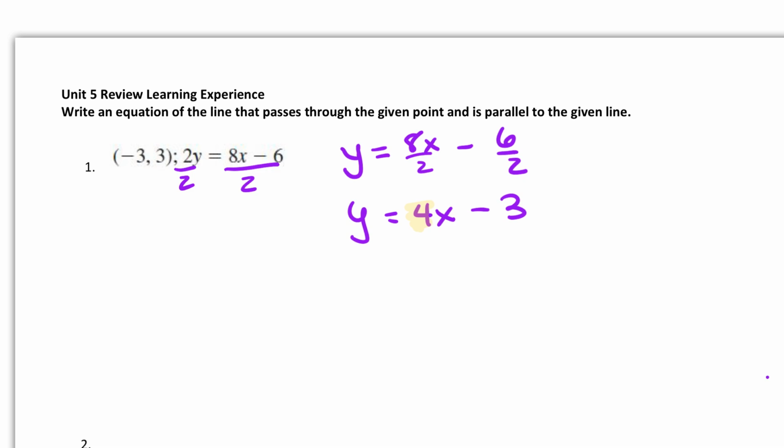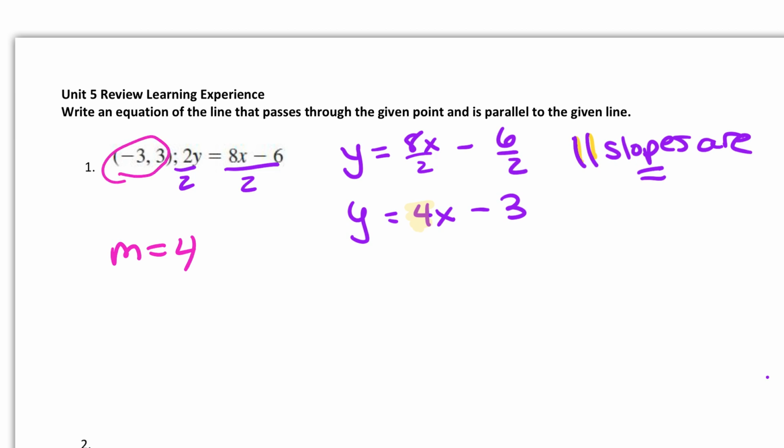So remember, parallel lines, let's do that in a different color. Parallel line slopes are equal. A good way to remember that is the parallel line sign looks like the equal sign on its side. So now that I know that the slope of the line that I'm going to make is 4, because it's the same as the slope of the line it's given, I'm going to use these points.